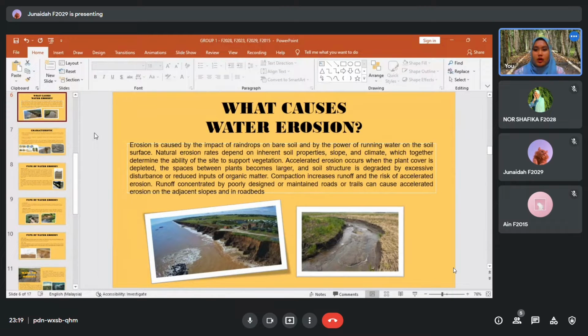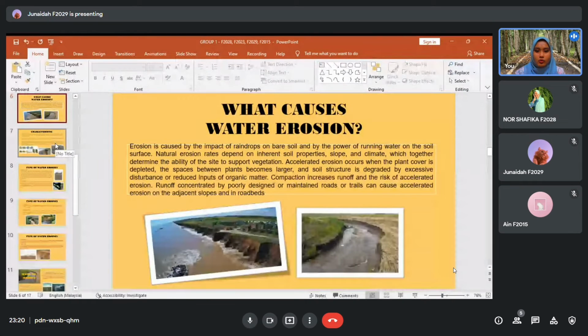What causes water erosion? Erosion is caused by the impact of raindrops on bare soil and by the power of running water on the soil surface. Natural erosion rate depends on inherent soil properties, slope and climate, which together determine the ability of the site to support vegetation. Accelerated erosion occurs when the plant cover is depleted, the space between plants becomes larger, and soil structure is degraded by excessive disturbance or reduced input of organic matter. Compaction increases runoff and the risk of accelerated erosion. Runoff concentrated by poorly designed or maintained roads or trails can cause accelerated erosion on the adjacent slope and the roadbed.